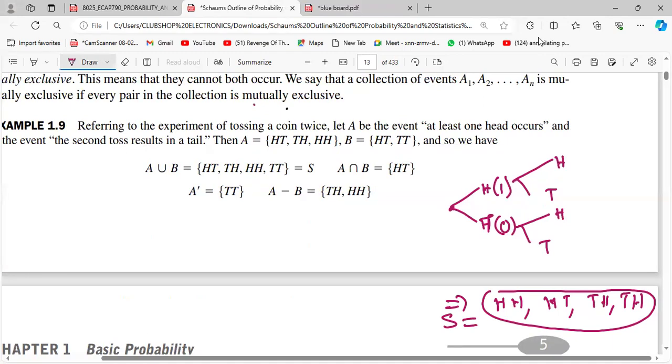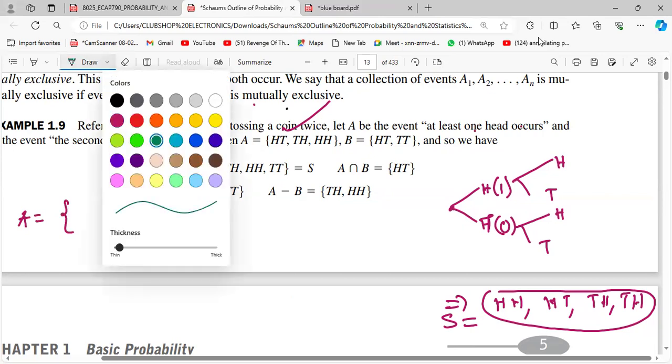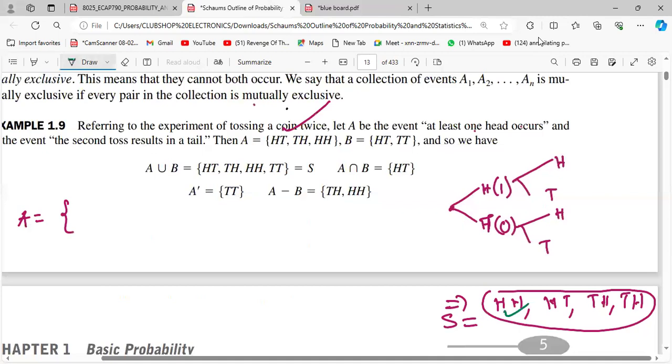Now, if we refer to this experiment of tossing a coin twice, let A be the event that at least one head occurs. So what do we mean? We go to where there is at least one head, meaning a minimum of one. It doesn't matter where. So we have got HH, HT, and also TH, according to what we have.